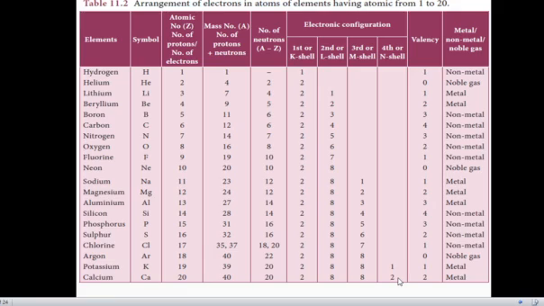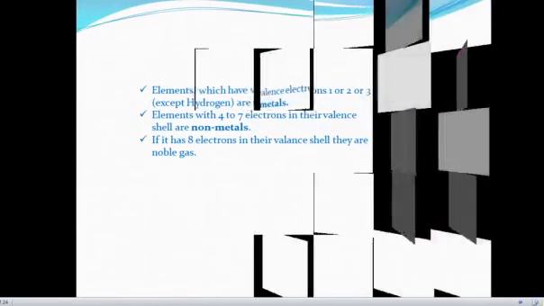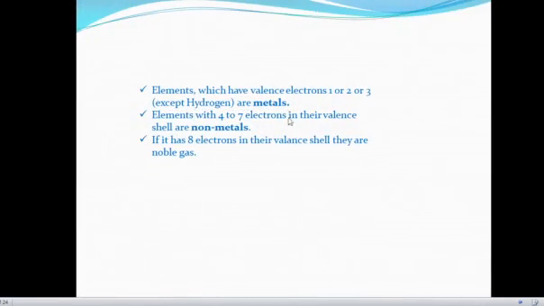Elements which have 1, 2 or 3 valence electrons in the outermost cell are called metals. Elements with 4 to 7 electrons in their valence cell are called non-metals. Okay, are you able to follow me? Elements which have 1, 2 or 3 electrons in their valence cell are called metals. Elements with 4 to 7 electrons in their valence cell are called non-metals.